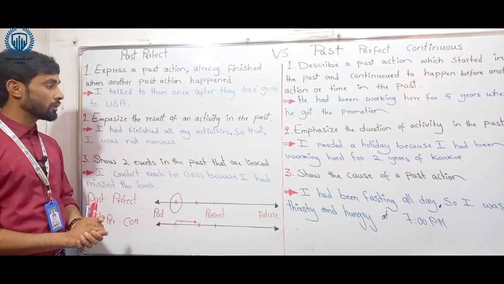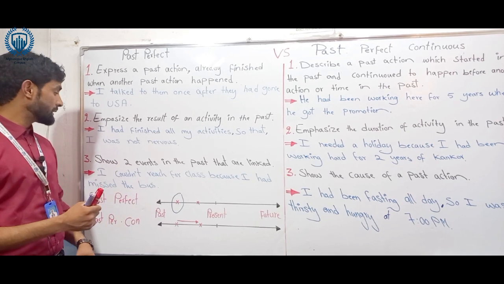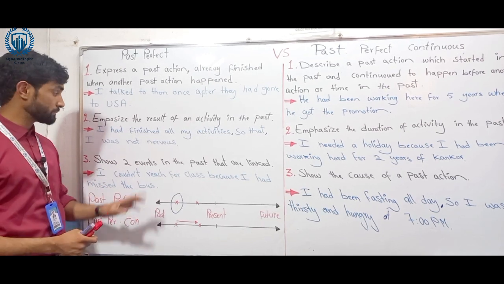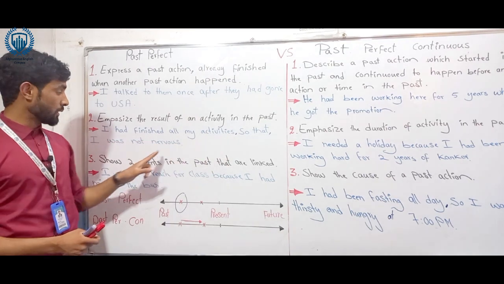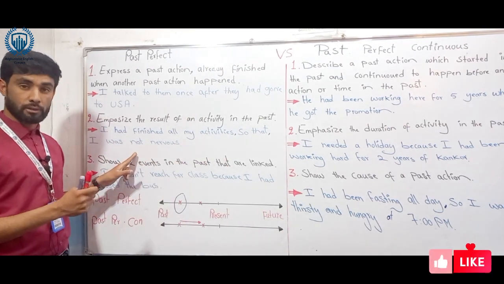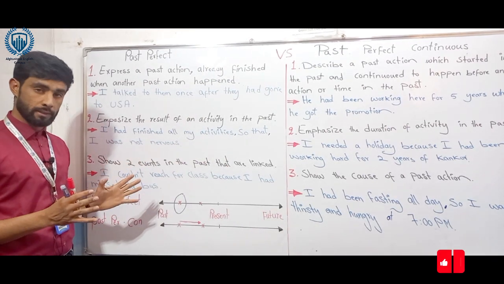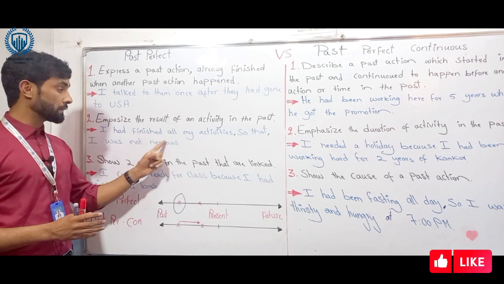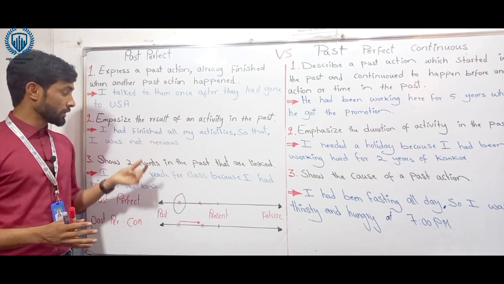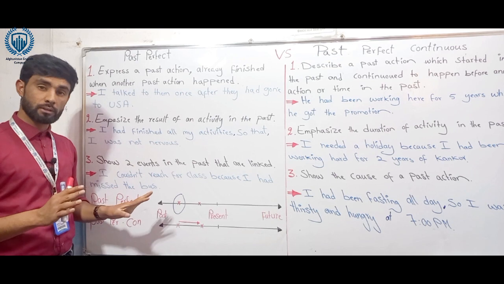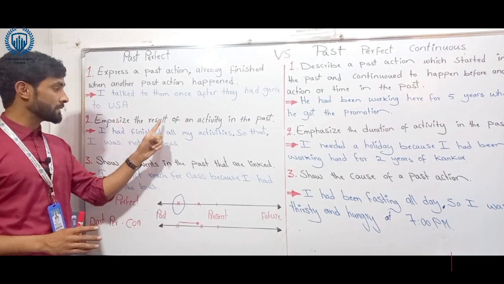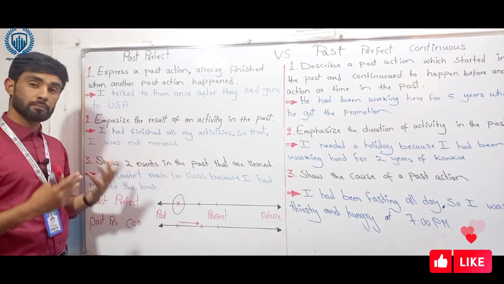I had finished all my activities so that I was not nervous. What was the reason I was not nervous? The reason was I had finished all my activities. So the result is I was not nervous. So it emphasizes the result of an activity in the past.